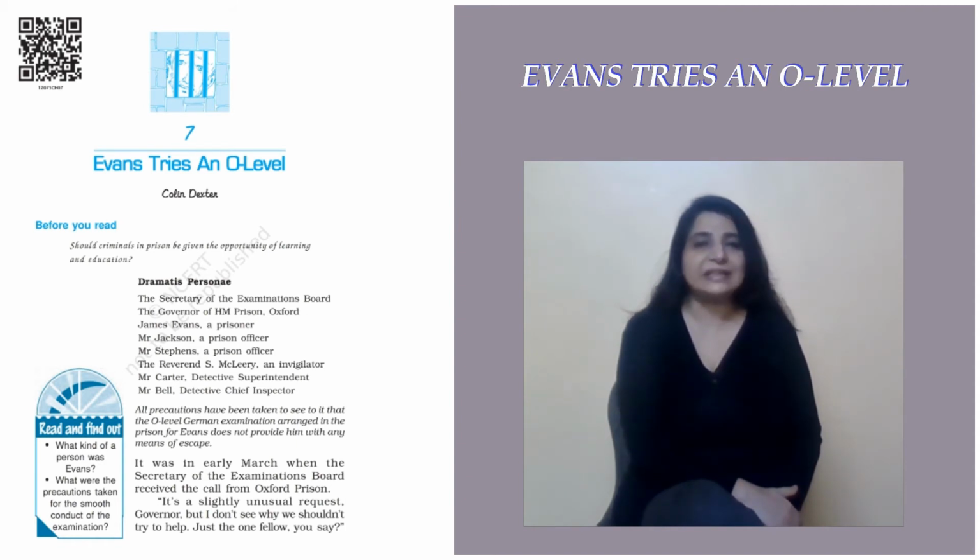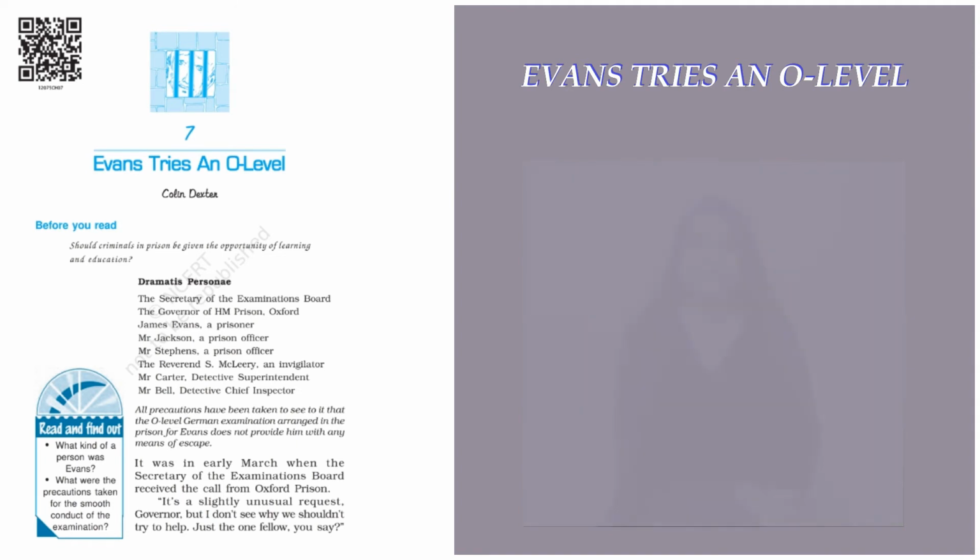There are altogether 8 main characters, that is, the Secretary of the Examinations Board, the Governor of H.M. Prison, Oxford, James Evans, the prisoner, Mr. Jackson, the senior prison officer, Mr. Stephens, junior prison officer, the Reverend Stuart McCleary, the invigilator, Mr. Carter, detective superintendent, and Mr. Bell, detective chief inspector. So let me start with the introduction.